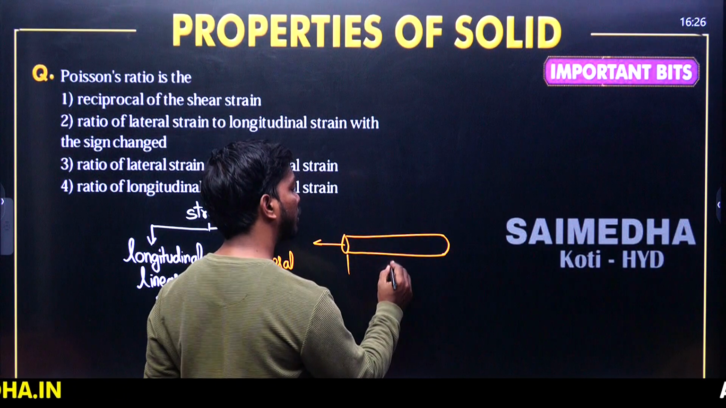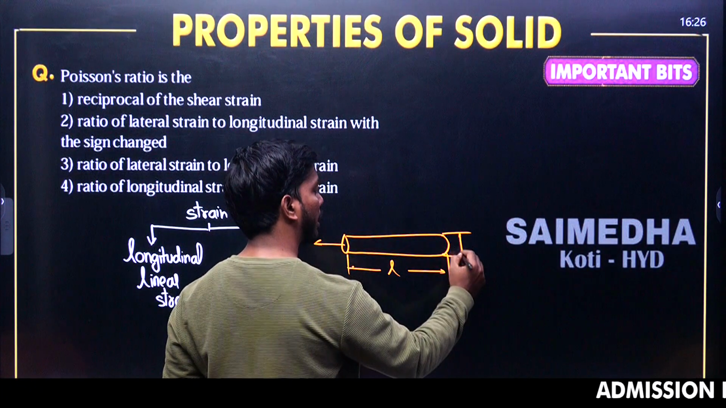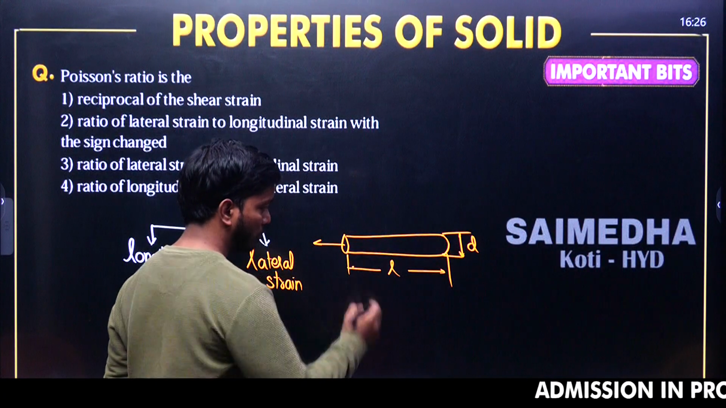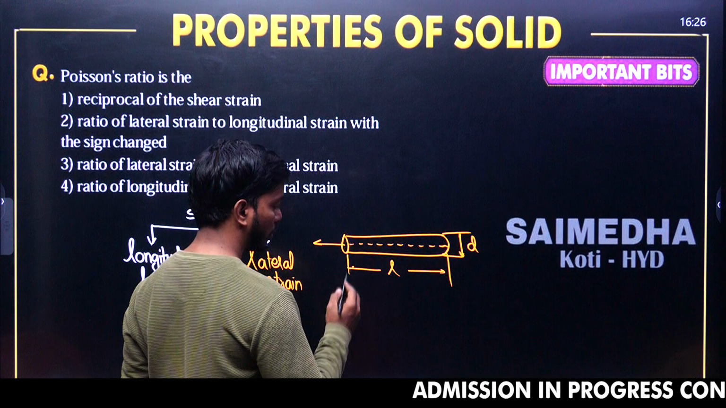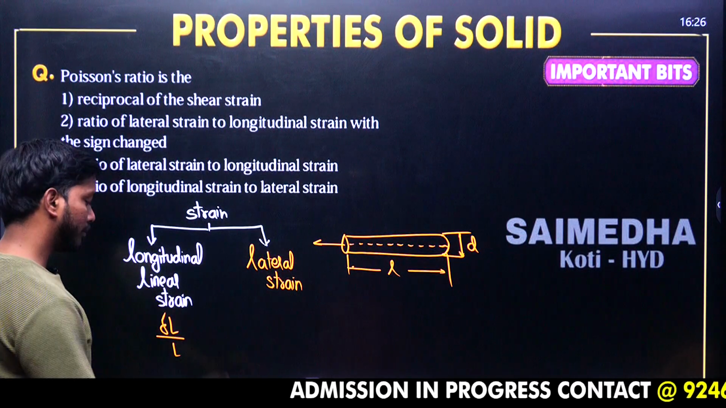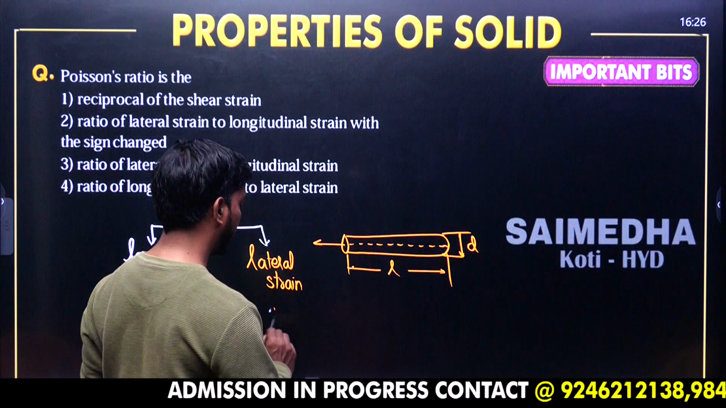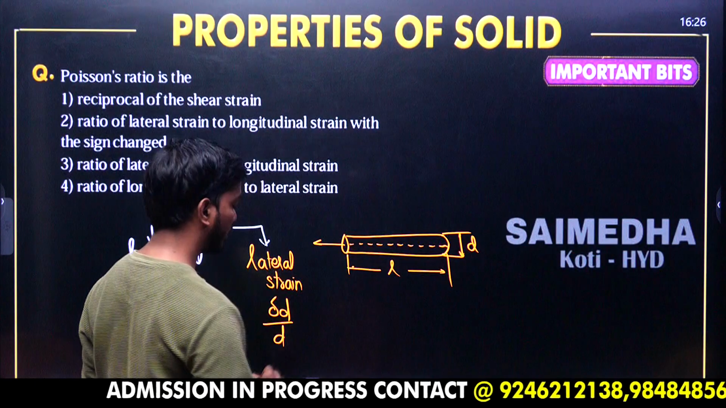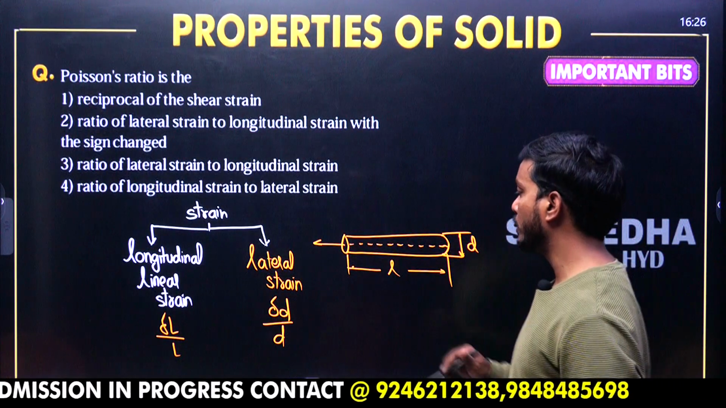Load is applied in the direction parallel to the length, and here is the diameter. So the load is applied parallel to which dimension? Parallel to the length. So the longitudinal strain is going to become what? Change in length by original length. Whereas lateral, the other direction, 90 degrees to it, is change in diameter by original diameter. So Poisson's ratio is the ratio between the lateral and longitudinal strain.